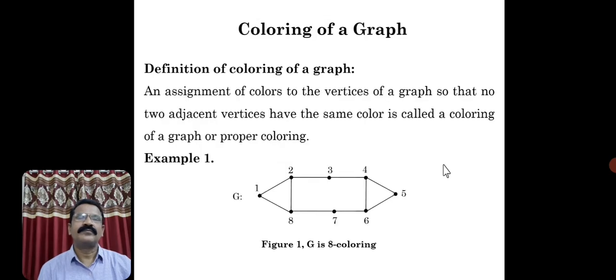Okay, now I have considered one graph here. So this is the graph. Okay, so G is a graph containing some vertices, maybe 1, 2, 3, 4, 5, 6, 7, 8. I think there are 8 vertices. Okay, there are 8 vertices.